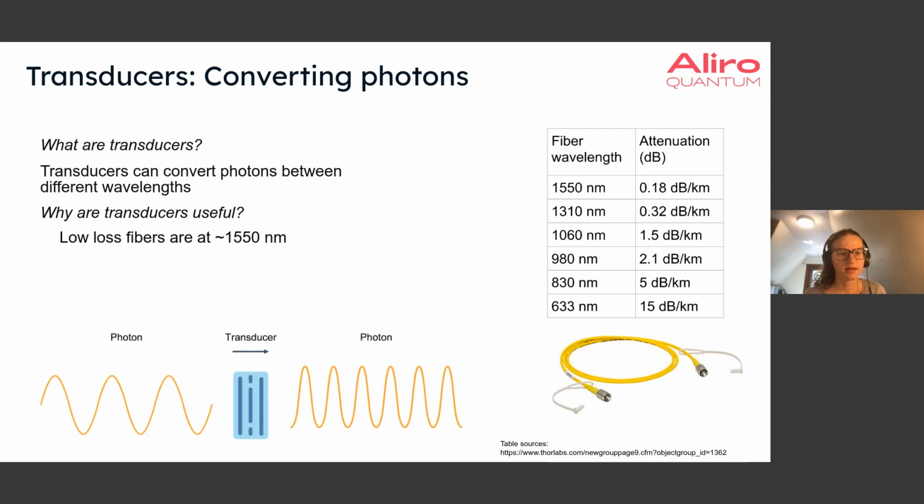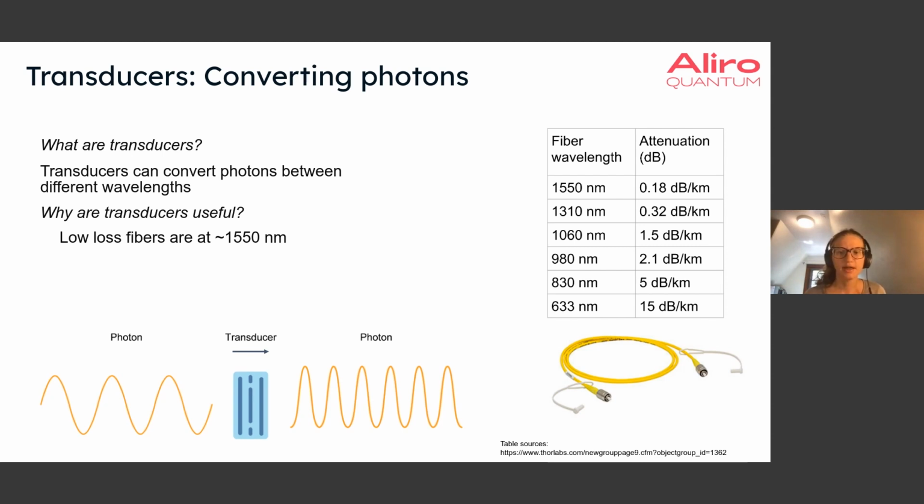And this reason has to do with the fact that low-loss fibers are at 1550 nanometers. So basically, we can look up the attenuations for fibers that operate for different wavelength qubits, and I've done that in this table on this slide. And you can see that at 1550 nanometers, the attenuation, or basically loss, is pretty low. It's 0.18 decibel per kilometer. But as we go to smaller and smaller wavelengths, this attenuation increases and increases.